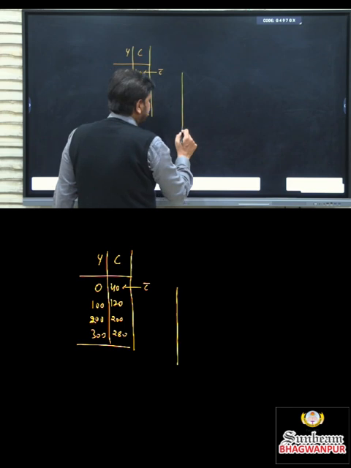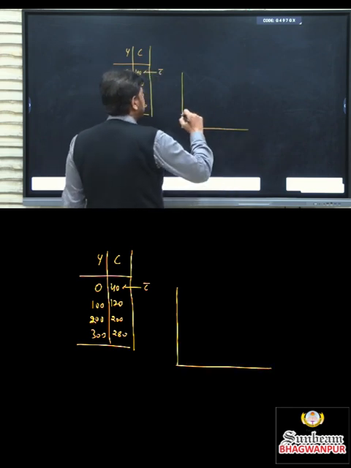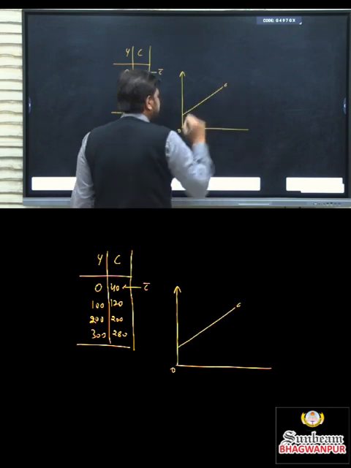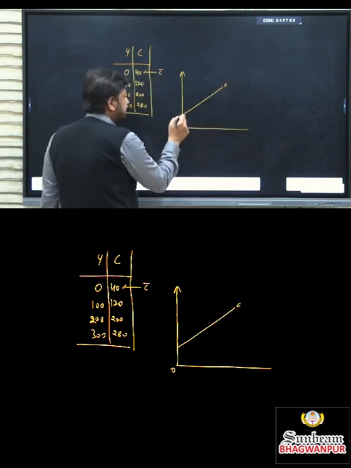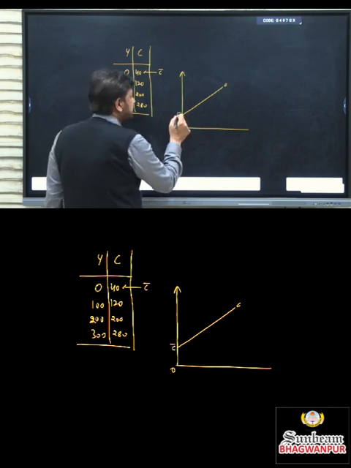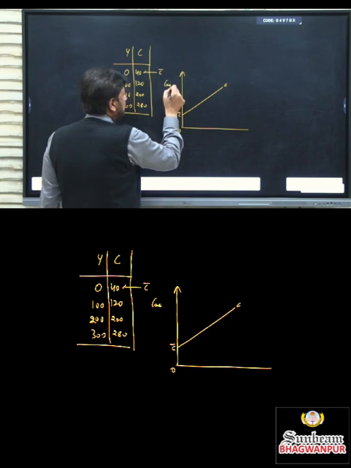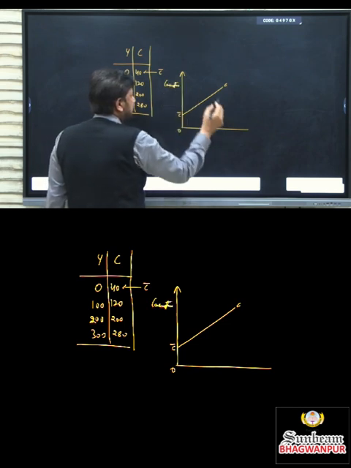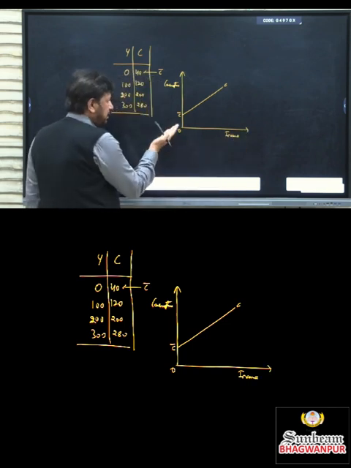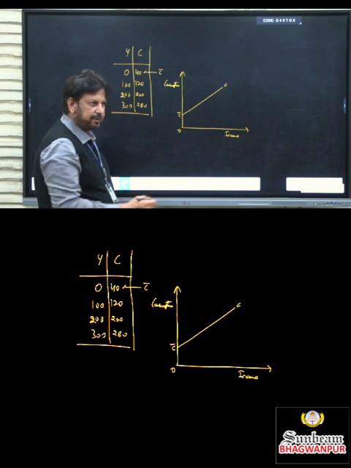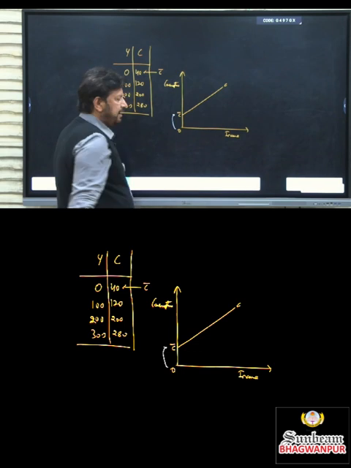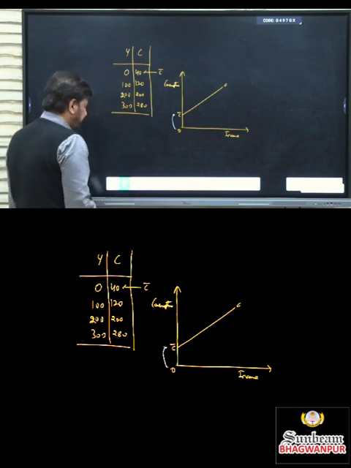So the consumption curve originates from the positive y-axis. Why? Because at zero level of income there is some positive consumption. So the consumption curve always starts from the positive y-axis. This is consumption and this is income. You can see that the consumption curve is a positively sloped curve and starts from the positive y-axis because there is some positive consumption even when the income is zero.